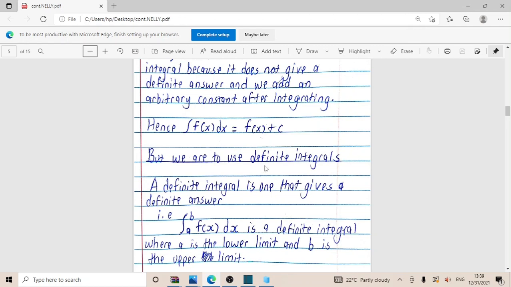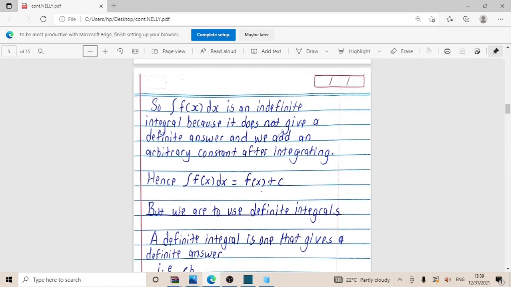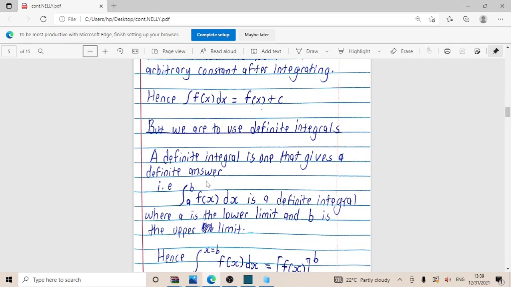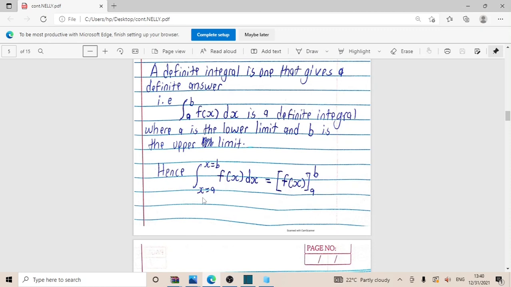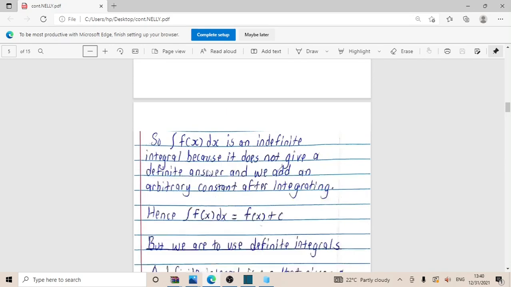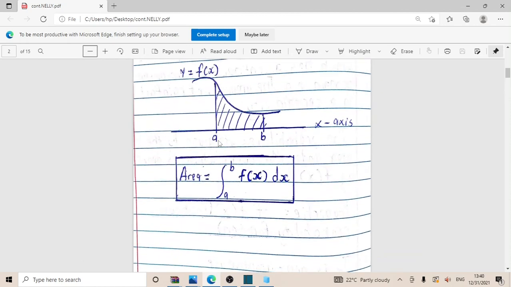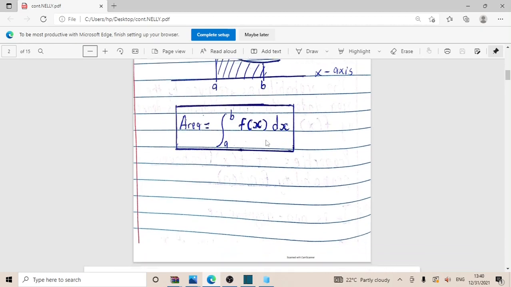So with continuous random variables, we get to use definite integrals. What do I mean here? A definite integral is one that gives a definite answer. For example, you'll have limits of a and b, where a is the lower limit and b is the upper limit. So the integral from a to b of f of x dx is a definite integral. Hence, if I tell you x is equal to a and also x is equal to b, and I take you back to the area under the curve, this is what they mean. These are the limits on the x-axis, a and b. That's why they are saying x is equal to a and also x is equal to b.